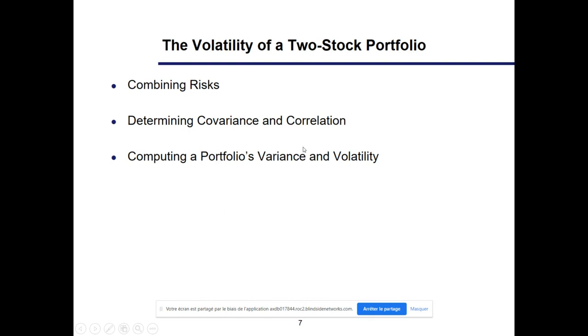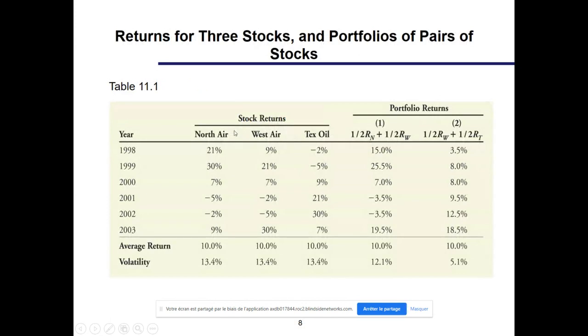Okay, so I prefer to give you examples that allow you to understand things. Let's assume that in the economy, or in my investment opportunities, I have three stocks. One is North Airlines, or North Air, second is West Air, and third one is Tex Oil. And this is a historical return from 1998 to 2003.